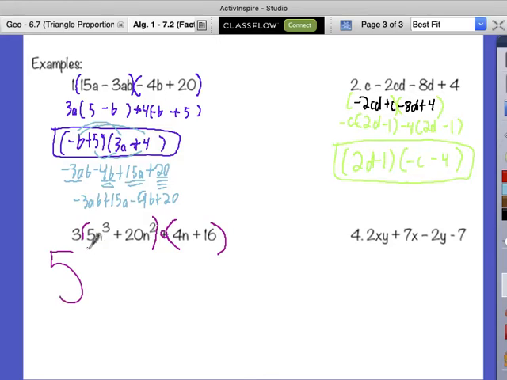Okay, 5n and what? What else? 5n to the 5th? How many n's do they have? n squared, so 5n squared.